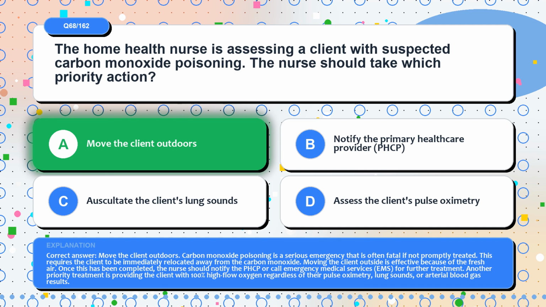Carbon monoxide poisoning is a serious emergency that is often fatal if not promptly treated. This requires the client to be immediately relocated away from the carbon monoxide. Moving the client outside is effective because of the fresh air. Once this has been completed, the nurse should notify the PHCP or call Emergency Medical Services (EMS) for further treatment. Another priority treatment is providing the client with 100% high-flow oxygen regardless of their pulse oximetry, lung sounds, or arterial blood gas results.